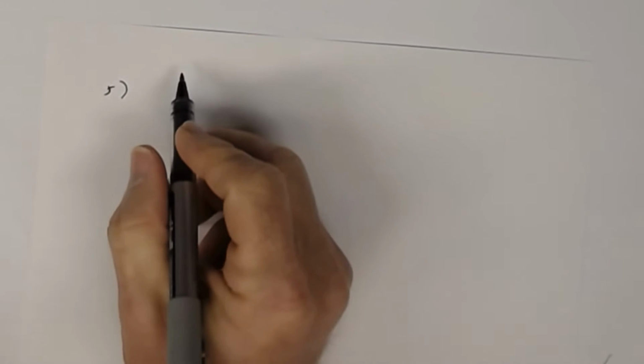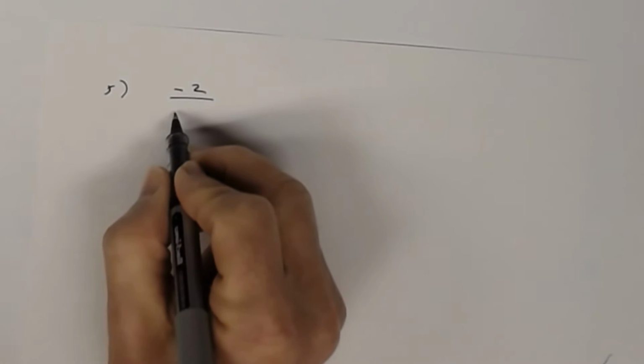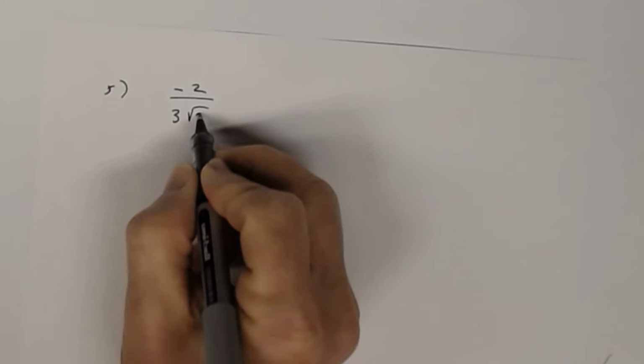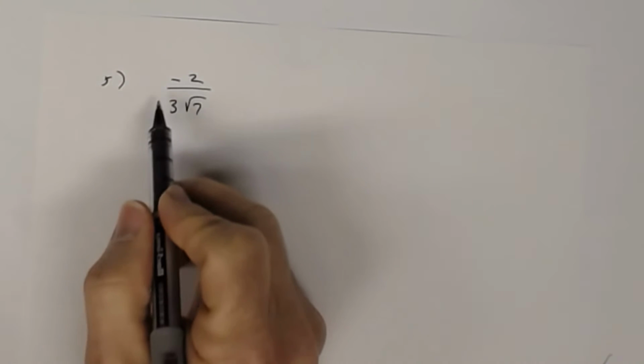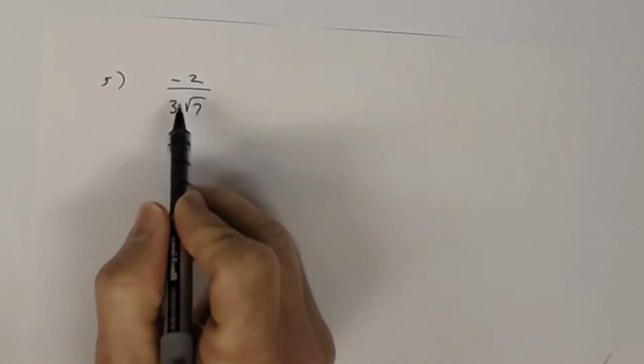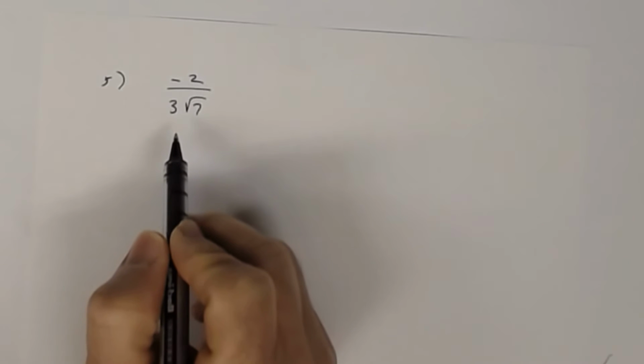Now, number 5, let's suppose we had this. Okay, so we have negative 2 divided by 3 square root of 7. So notice that I cannot simplify the square root of 7 even if I wanted to, right? But 3 square root of 7 is an irrational number. All right, so I have to rationalize this denominator.